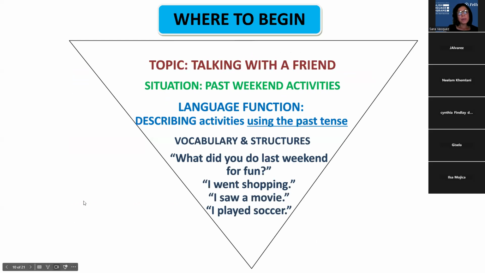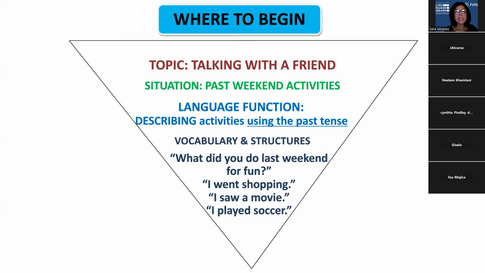So here's another one without pictures, just to give you another example. The topic we want to talk about is talking with a friend in general. Then the triangle gets a little slimmer and it says situation. Then we want to talk about past weekend activities. And then the function that we want them to be able to use is the past tense, describing activities using the past tense. That's our language function.